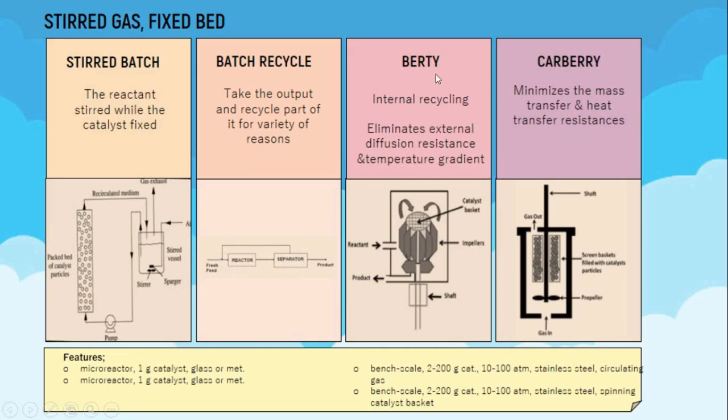We also have Berti, in which the catalyst is fixed here in this rotating basket, and the reactant will flow in and will be sucked in the basket here, and the product will flow out. We also have Cabri, in which the catalyst is fixed, different from the propeller, and the reactant will spin here and react with the catalyst and go out as the product.